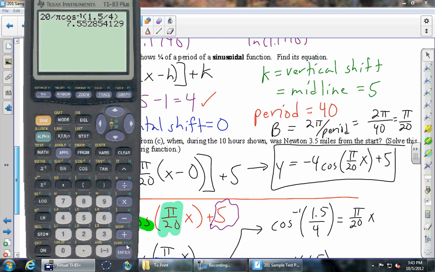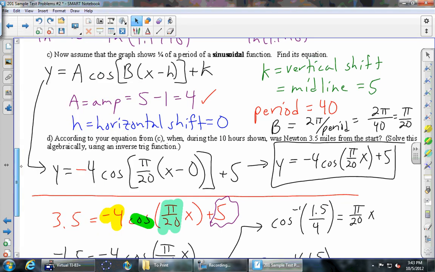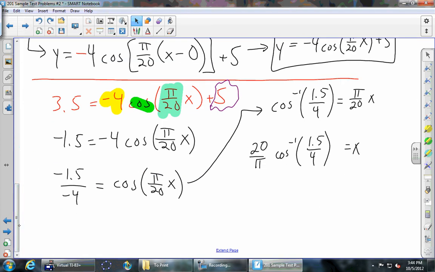So that seems quite reasonable. We were expecting something near 7.5 from the graph, and this looks pretty good. So x is approximately 7.55.